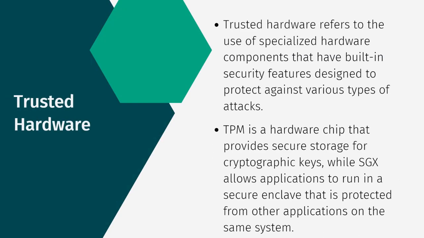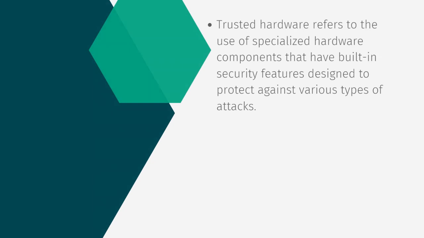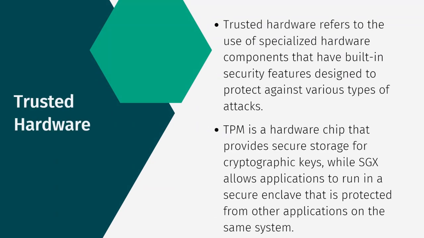Trusted hardware. Trusted hardware refers to the use of specialized hardware components that have built-in security features designed to protect against various types of attacks. TPM is a hardware chip that provides secure storage for cryptographic keys, while SGX allows applications to run in a secure enclave that is protected from other applications on the same system.